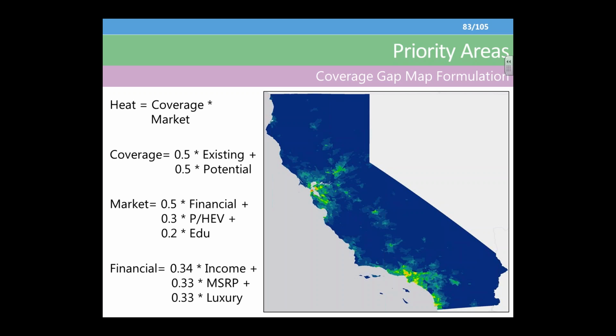So essentially it's coverage times the market, and your existing and potential coverage factors are equally weighted. The market is a little more heavily weighted towards finances than green vehicles and then education, and those 3 financial indicators are essentially equally weighted with each other.